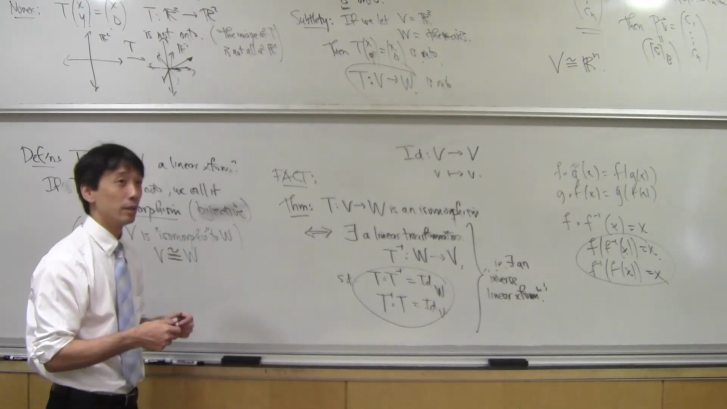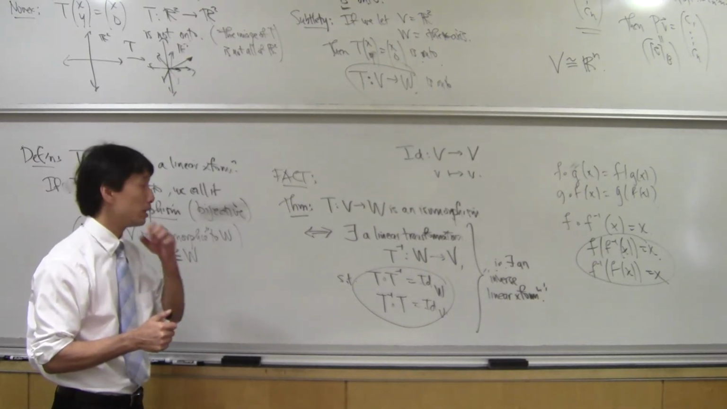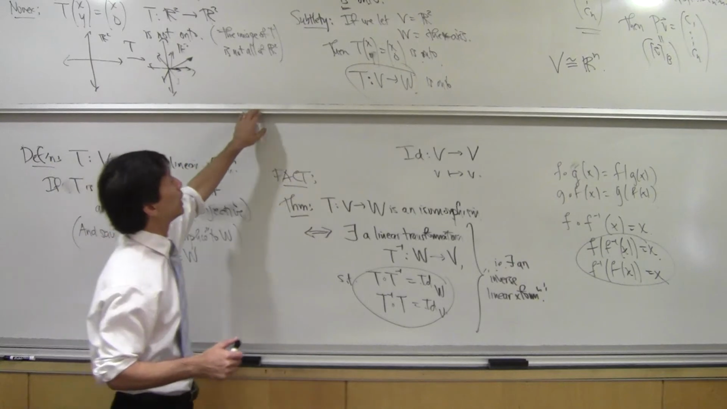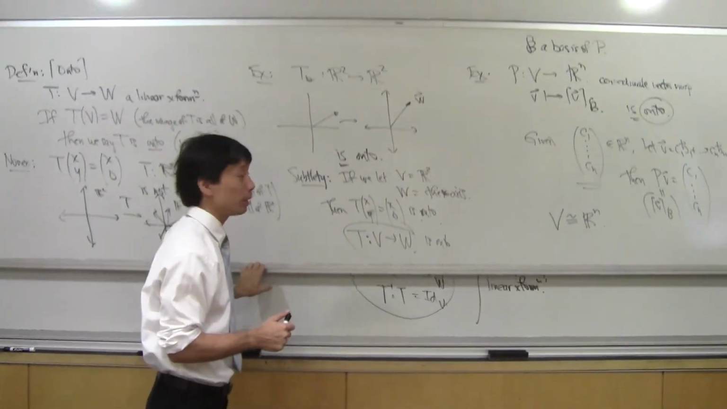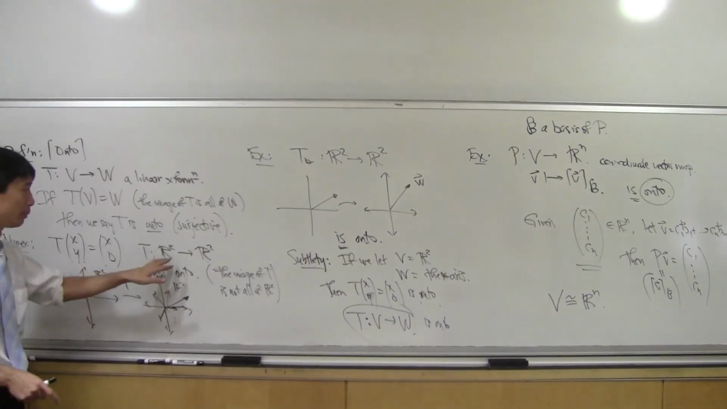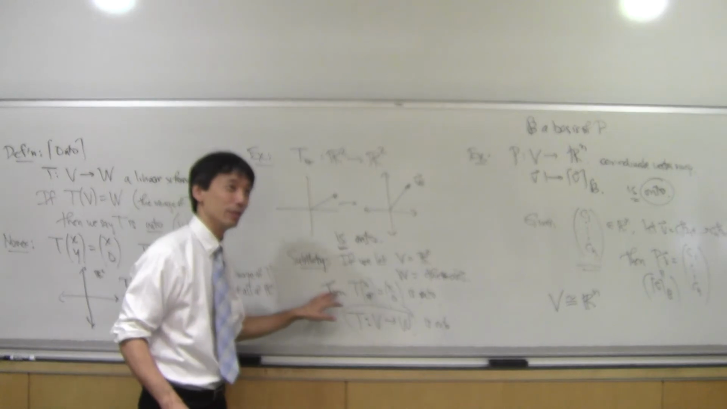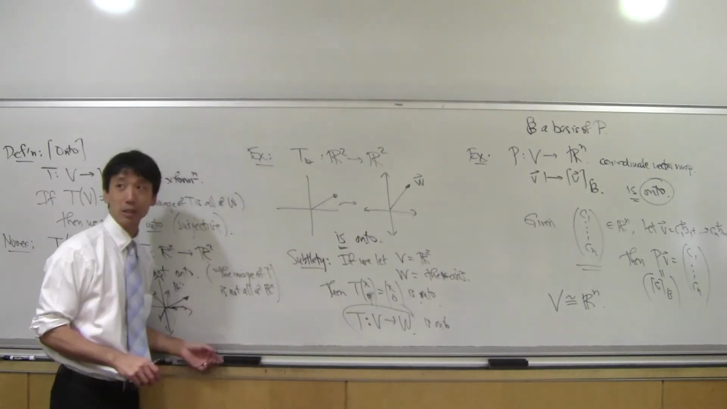Is onto and one-to-one a property of T, or does it depend on what you're mapping to? That's this thing here. It's sort of both. You've got your map, but if you think of it as going from here to here, it's not onto. From here to here, it is onto. So yes, it depends on the domain and the range as well.